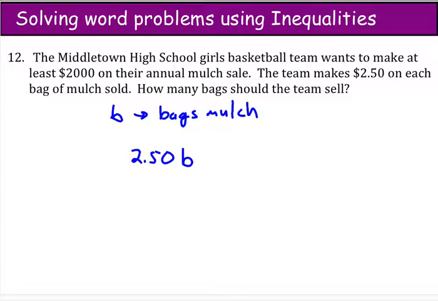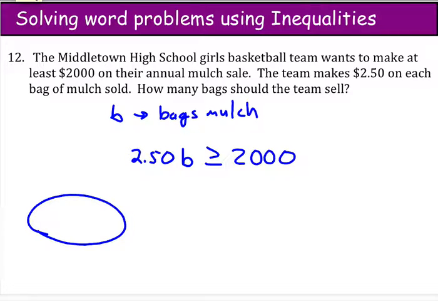Wants to make at least. So this value right here, how much money they make, they want it to be at least $2,000. So could it be $3,000? Yes. Could it be $1,000? No, that's not what they're looking for. So we want greater than. And they could make exactly $2,000, so it's going to be greater than or equal to $2,000.